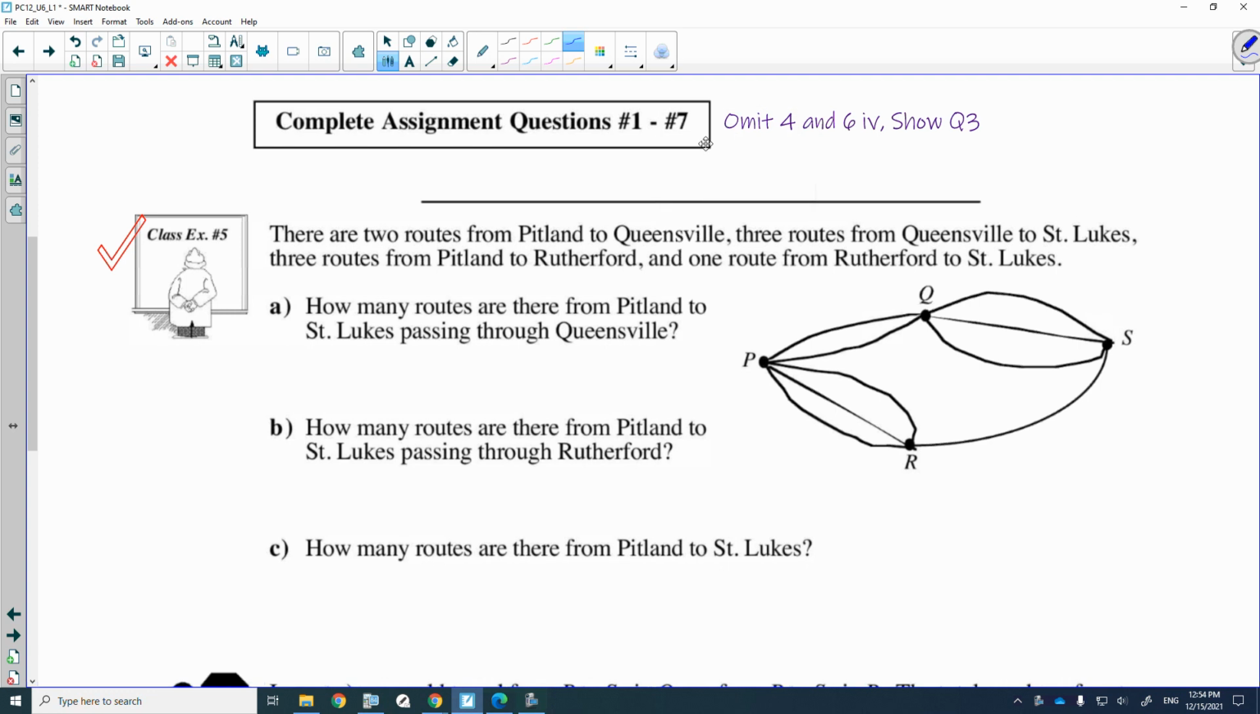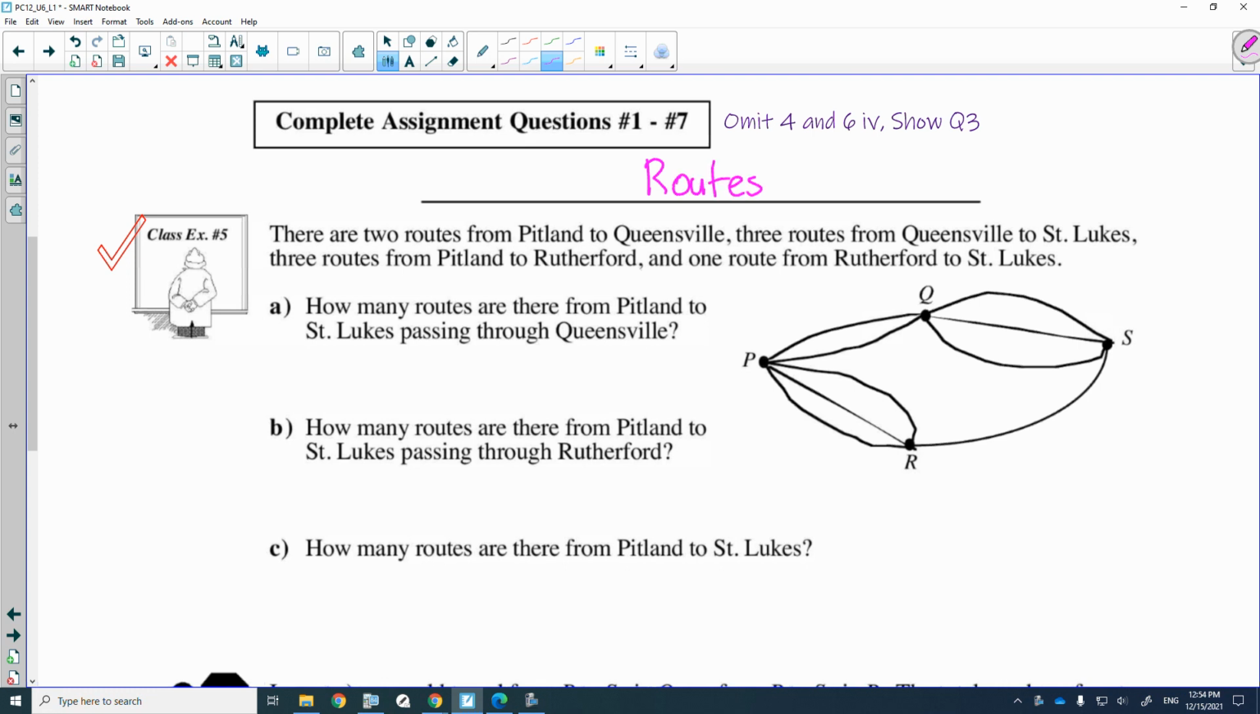Hi Math 30s. This video is going to be the second part of lesson 1 in permutations and combinations. What happens with perms and coms is there are certain questions that you'll always see. So the license plate question you have to know, and then there's always going to be one of these types of questions that you will be tested on.